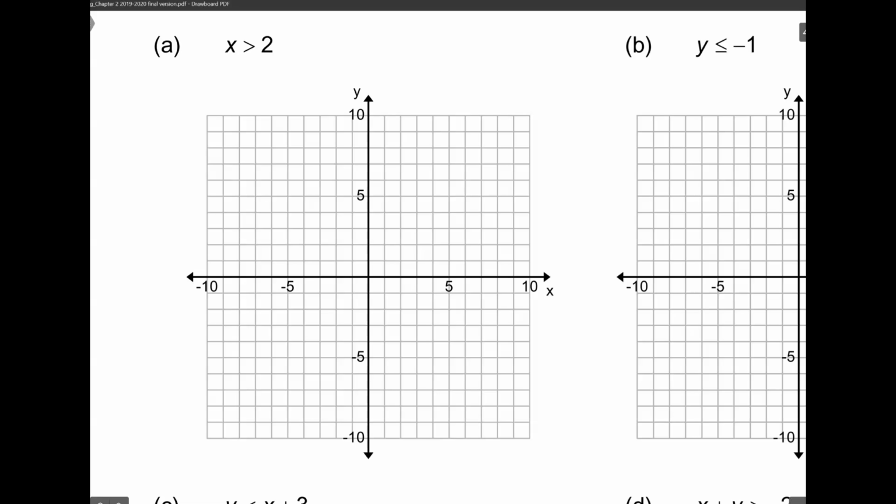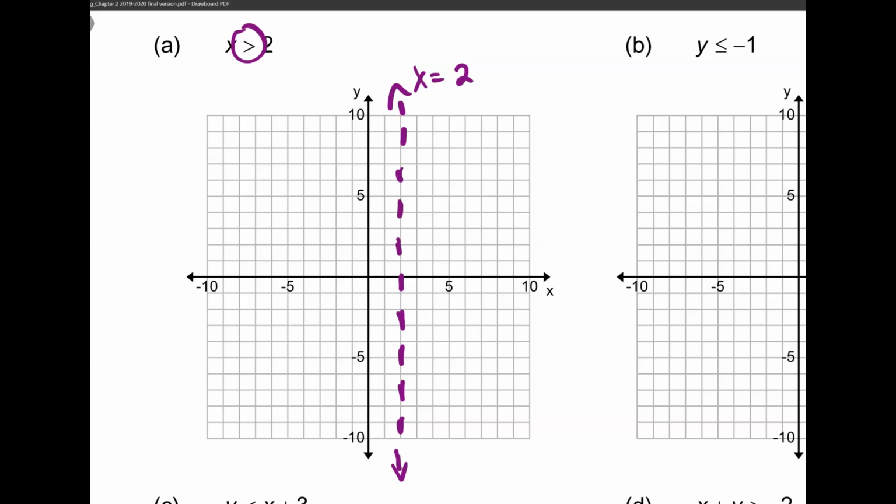Is it a vertical or horizontal? Vertical. X equals 2. So this would be the line of x equals 2, but notice I have a dash because it's a greater than or less than symbol. It doesn't have an or equal to, so I had to do a dash line.